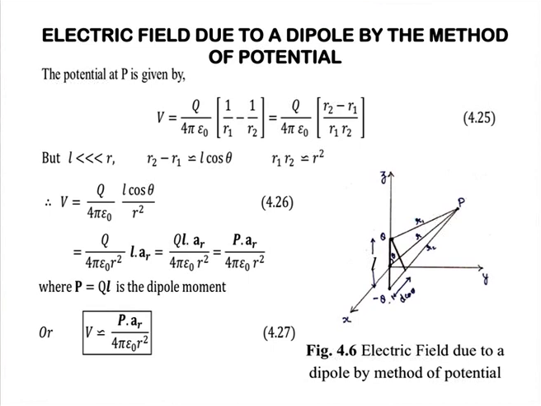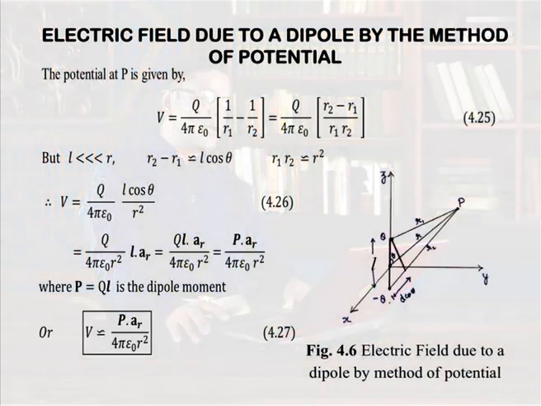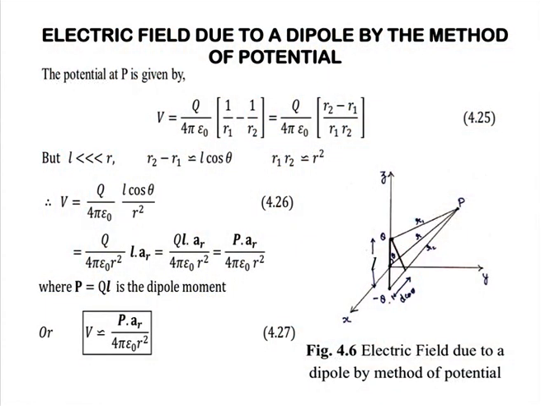Coming back to equation 4.26 and knowing that E is equal to minus gradient of V, and that is equal to minus of del V by del R into AR plus 1 by R del V by del theta A theta plus 1 by R sin theta del V by del phi A phi. So, we are required to find out del V by del R, which will be obtained by differentiating equation 4.26 with respect to R, keeping theta and phi constant. For finding del V by del theta, we differentiate expression 4.26 with respect to theta, keeping R and phi constant, and the same is true for getting del V by del phi.